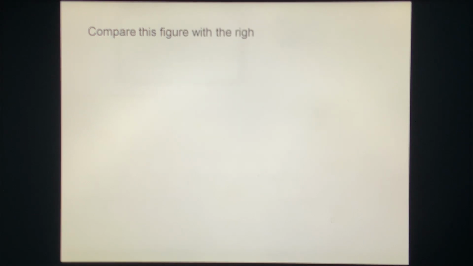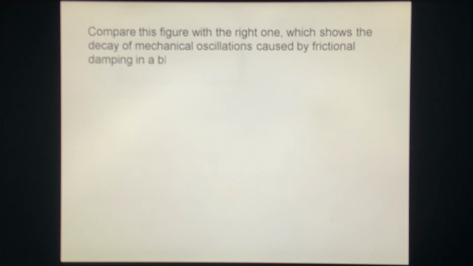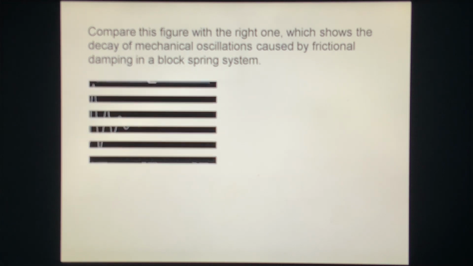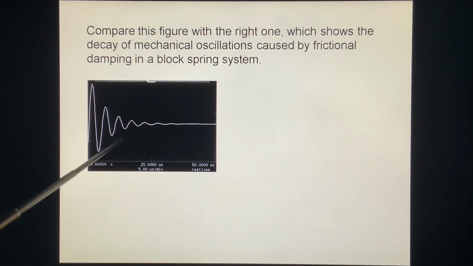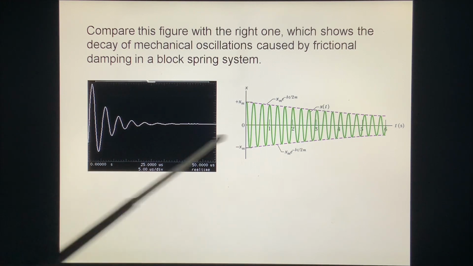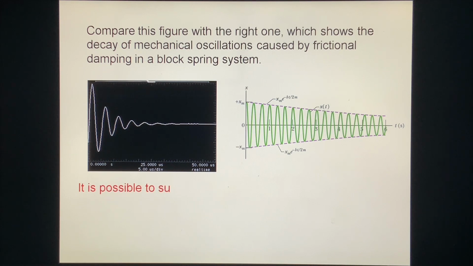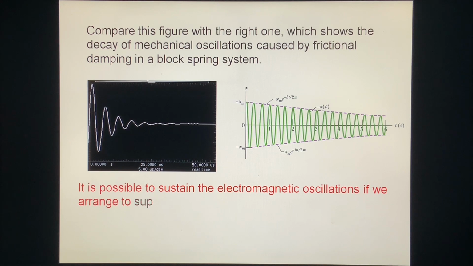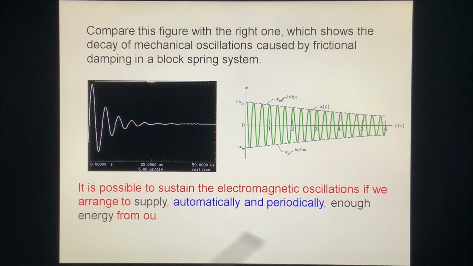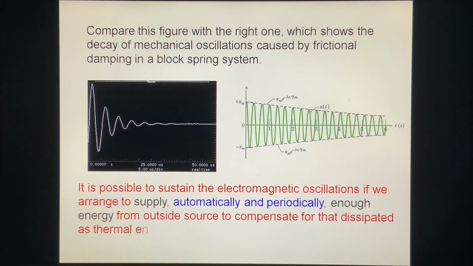Compare this figure with the right one, which shows decay of mechanical oscillation caused by frictional damping in a block-spring system. This is our LC system, and this is a mechanical system. They are more or less the same. The magnitude decays. It is possible to sustain the electromagnetic oscillation if we arrange to supply automatically and periodically enough energy from an outside source to compensate for that dissipated as thermal energy.